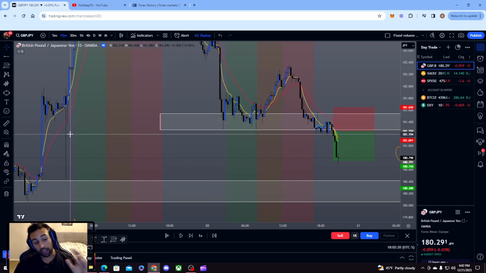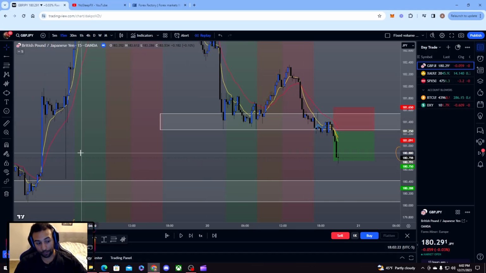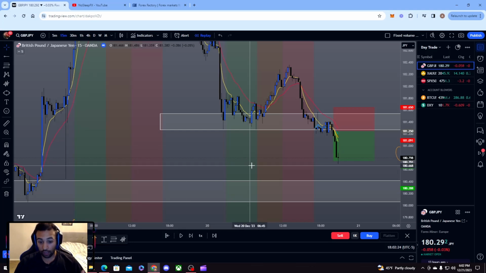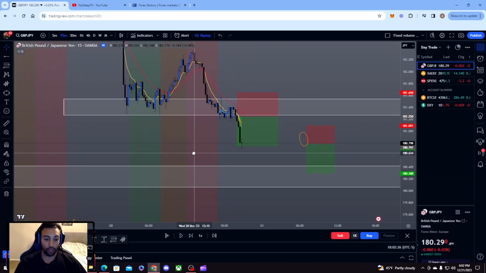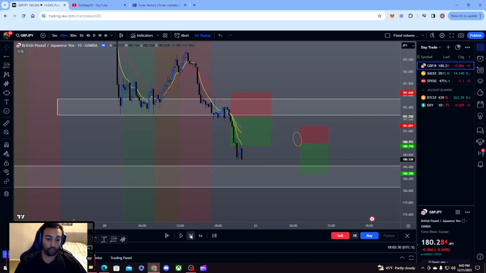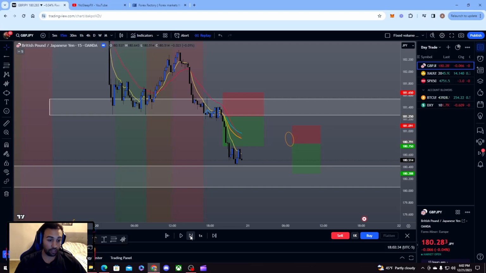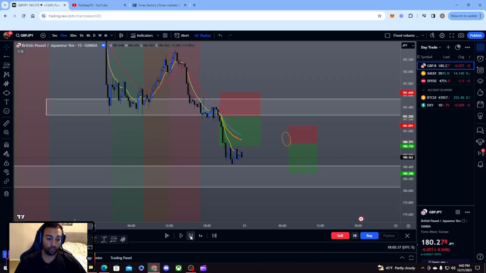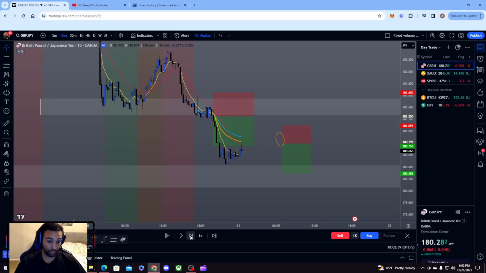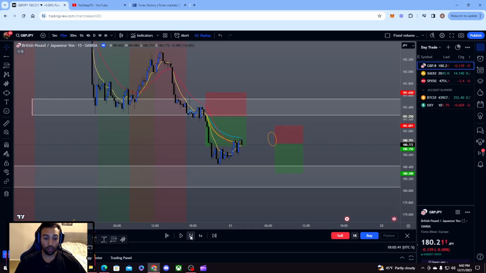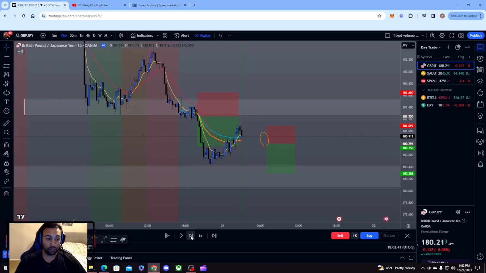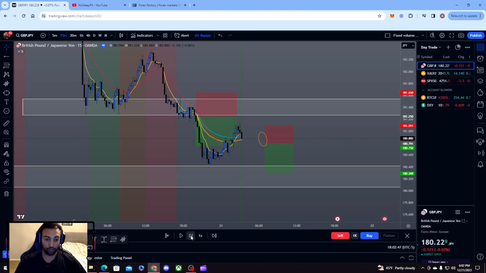So again, the idea was to fill this wick, right? We went halfway through it, didn't fill it all the way yet. And we're going to go into London session now. But as you can see, price came to another daily low that I had marked up, rejected it, bounced off of it, and we're coming back up to retest the other daily low level I have, right?